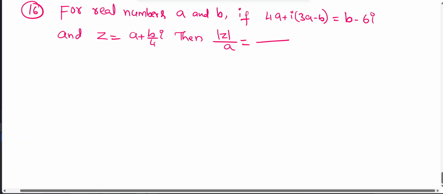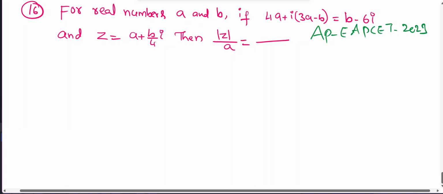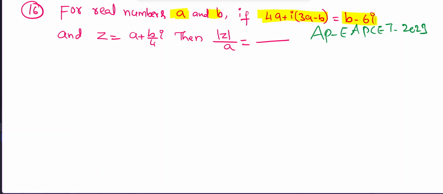This is the next question from complex numbers. This is APEAPCET 2023. This is the question. Here it is given, for real numbers a and b, if 4a plus i into 3a minus b is equal to b minus 6i, and z is given as a plus b by 4 into i, then find mod z by a is equal to dash. This is the question. Here the given relation is 4a plus i into 3a minus b is equal to b minus 6i.